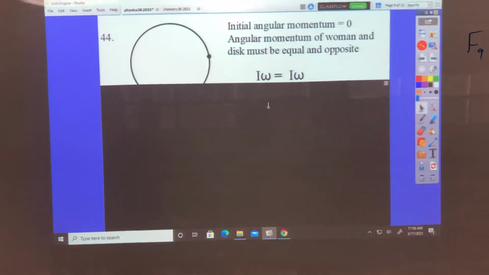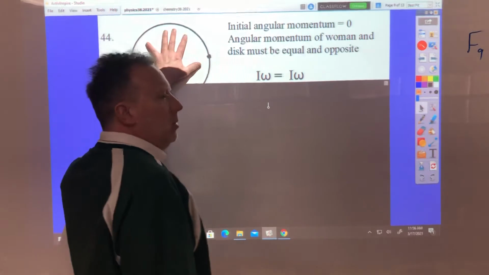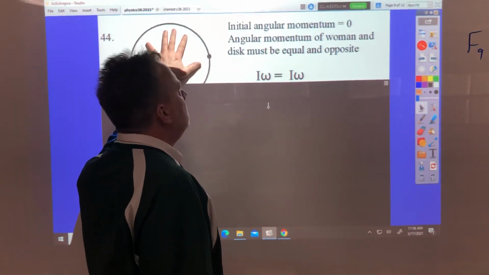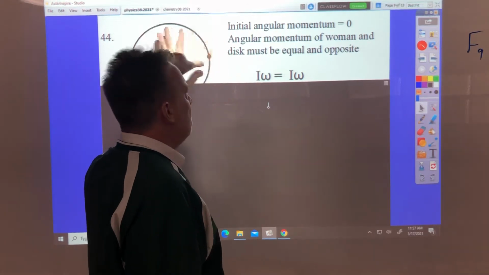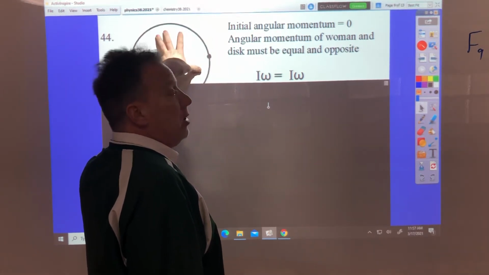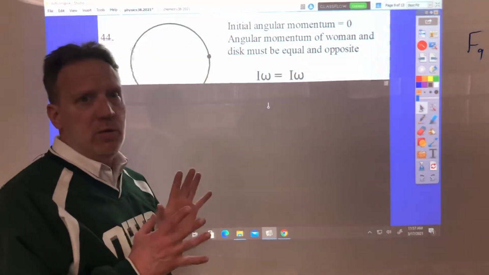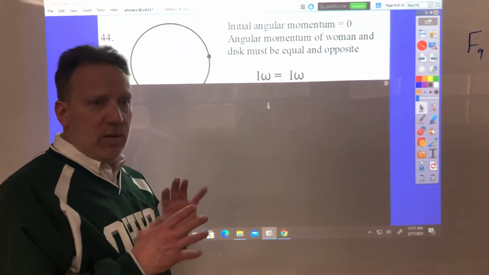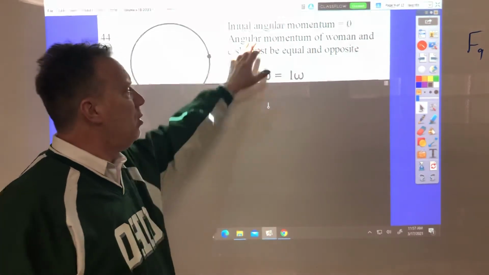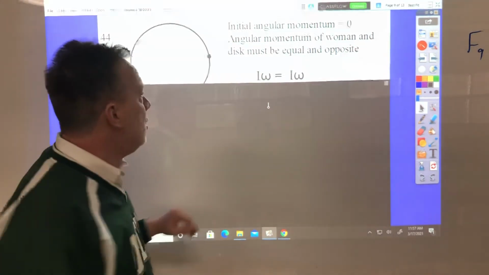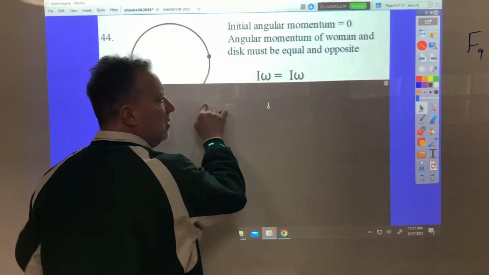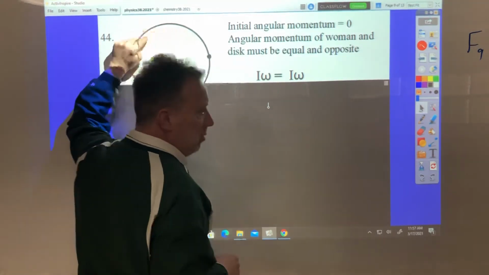The last problem is actually easier, number 44. You have a woman sitting out at the end of a turntable. It's a disc. I'm not sure it's a disc. I probably need to change that to turntable. They're sitting there. Their angular momentum is 0 before any motion. After she moves, their angular momentum must still be 0. So whatever hers is positive, the turntable must be negative.